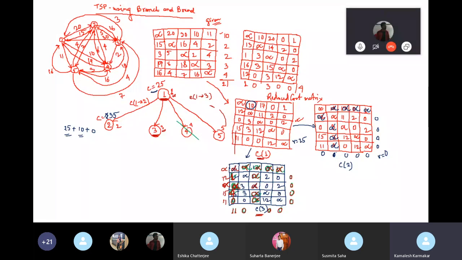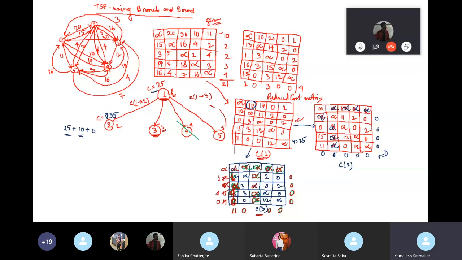If we reduce it, previously this value is 12. So 12 minus 11, now this value will be 1. Then 15 minus 11, this value is 4. 11 minus 11, this value is 0. So in these positions, these values are 1, then 4, because infinite minus something is again infinite. Now this value is 0. So after this updation, this is the matrix.